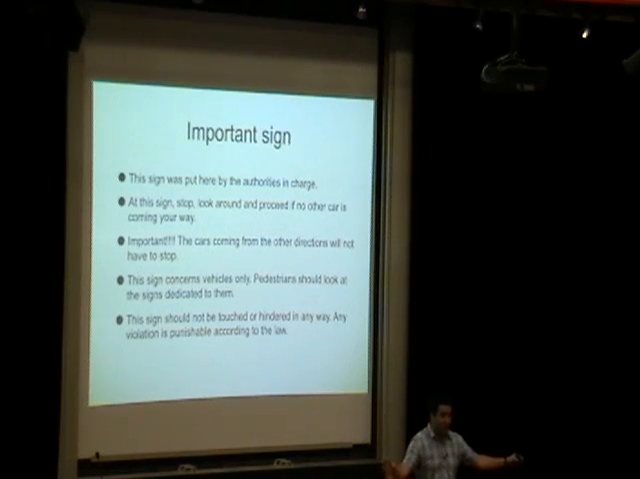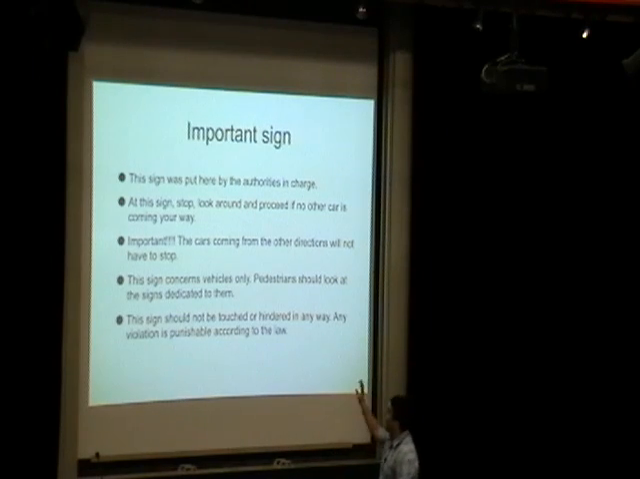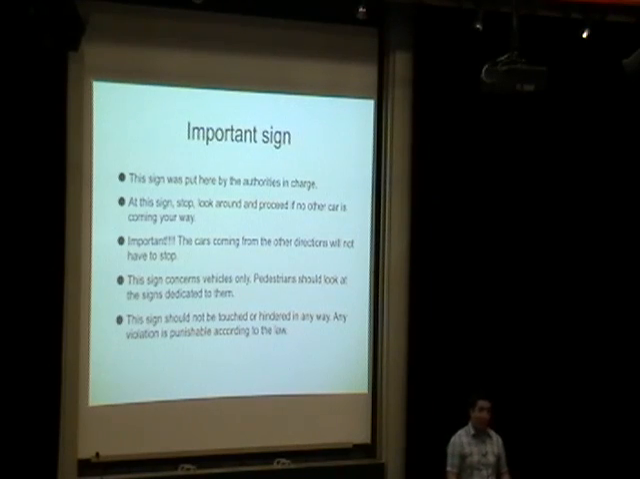Now let me give you an example. Suppose you go on the street and you see this thing. I agree with you. So you are driving a car and say, oh, important sign. This sign was put here by the authorities in charge. This sign: stop, look around and proceed, you know the car is coming your way. Important, the car is coming from the other direction, you don't have to stop. This sign concerns vehicles only, pedestrians should look at the signs dedicated to them. This sign should not be touched or hindered in any way. Any violation is punishable according to the law. Now what do?